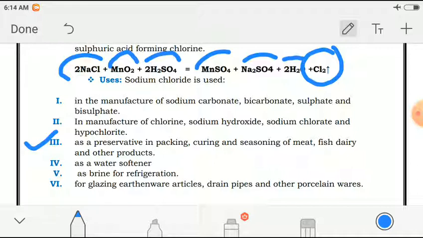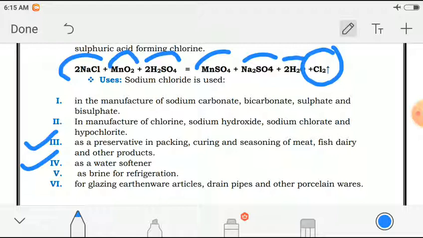Now third one, it is used as a preservative in packing, curing and seasoning of meat, fish, dairy and other products. Then fourth one, it is used as a water softener. Fifth, as a brine for refrigerator. And sixth or last one, it is used for glazing earthenware articles, drain pipes and other porcelain wares. So these are the total 6 uses of sodium chloride.